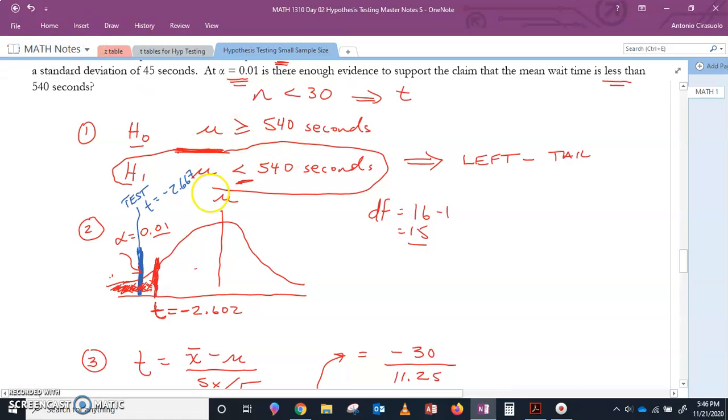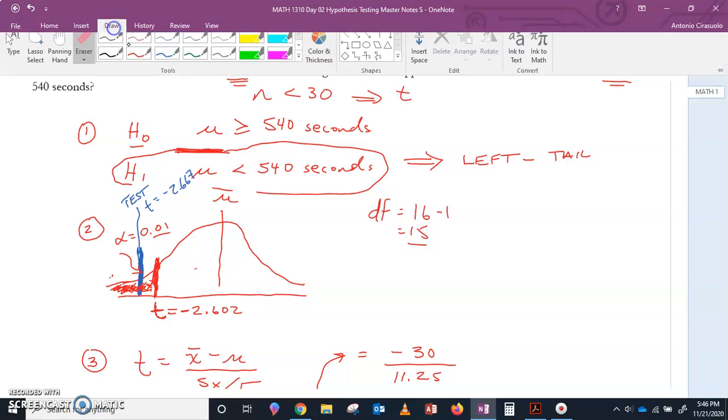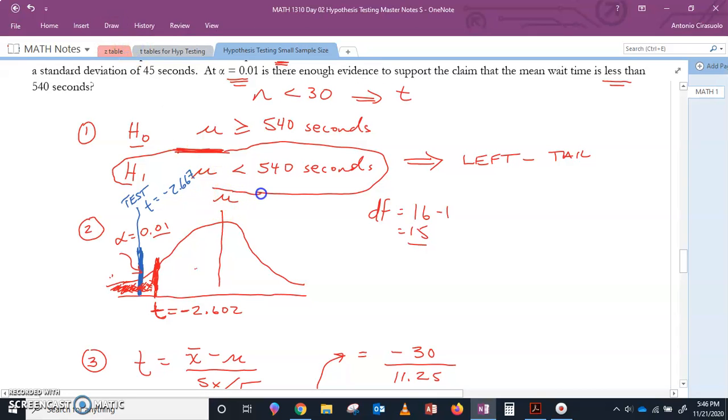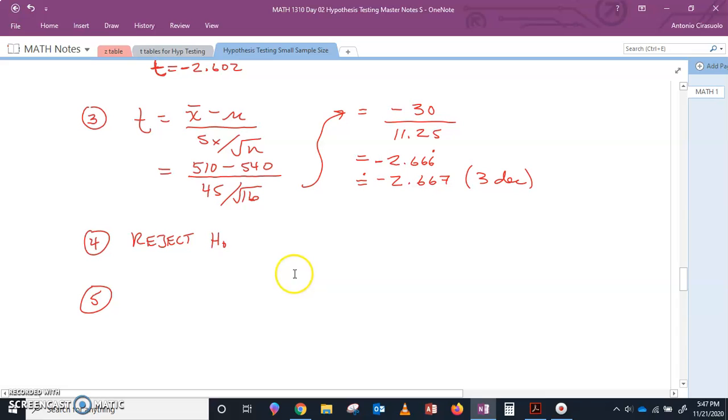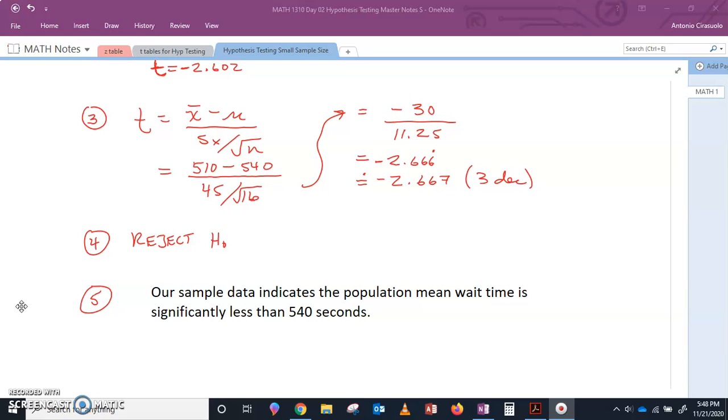And just let me get rid of that little value here. There we go. I don't want it to look like it's an equal, because that only applies to the null hypothesis. All right, so final statement then in the end is our sample data indicates the population mean wait time is significantly less than 540 seconds. Once again, just a 5-step process, followed by the fifth being what it is that you've actually determined in this case.